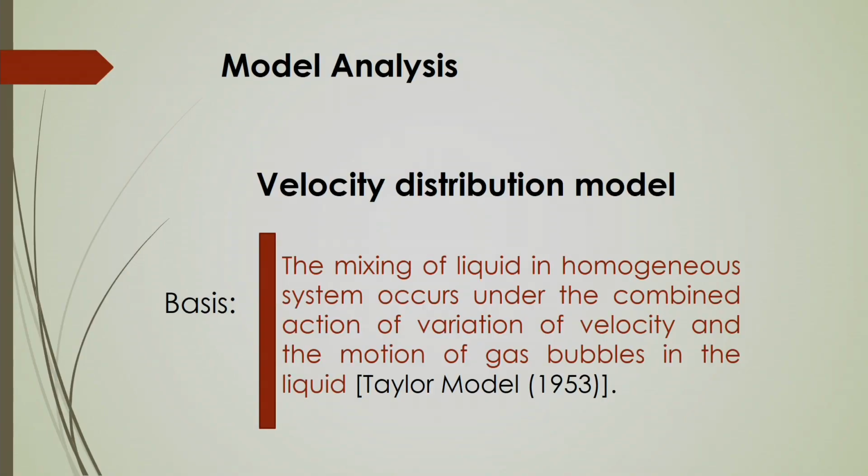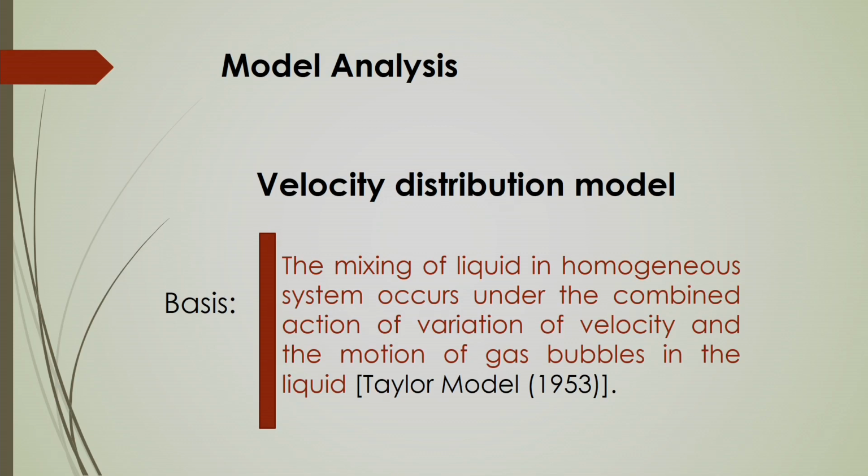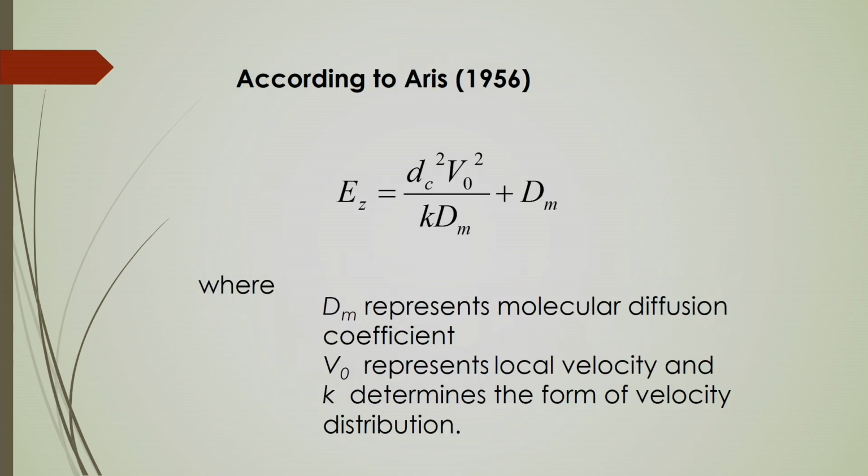Now, you have to analyze these mixing characteristics by a certain model. It is called the velocity distribution model. What is the basis of the velocity distribution model? The mixing of the liquid in a homogeneous system will occur under the combined action of the variation of the velocity and the motion of the gas bubbles in the liquid. This is actually based on the concept of Taylor, given in 1953, who said that mixing happens only under the action of the variation of the velocity and the motion of the gas bubbles. Based on that concept, this velocity distribution model was developed to analyze the mixing characteristics.